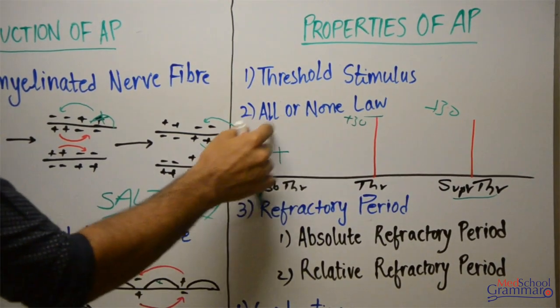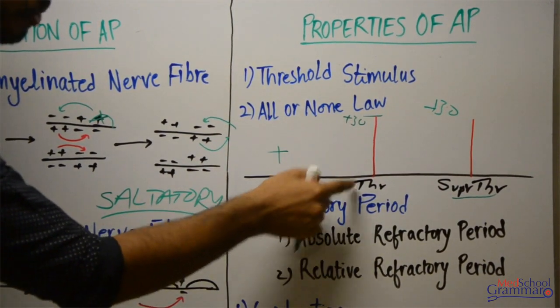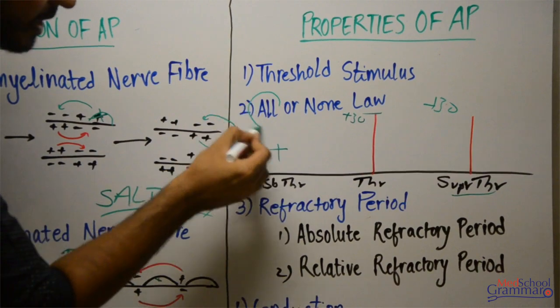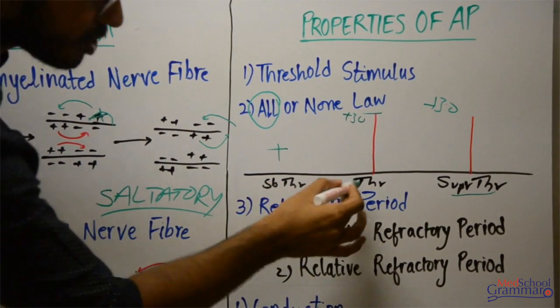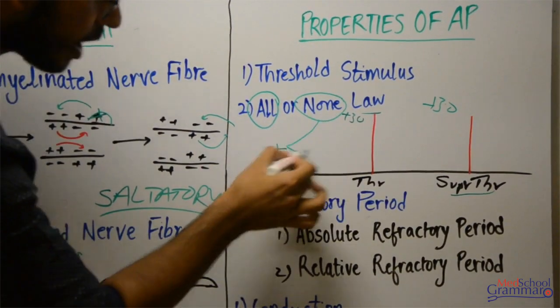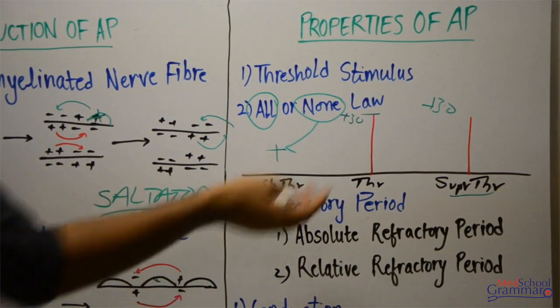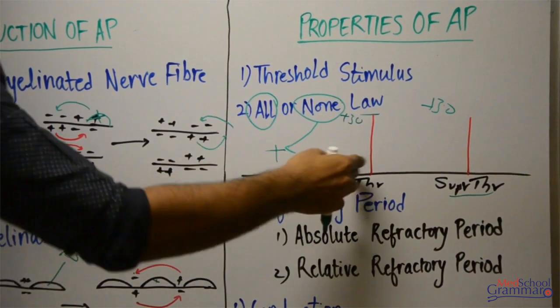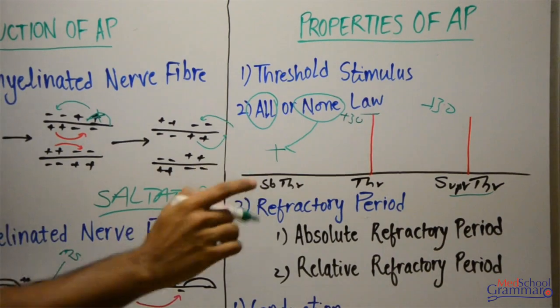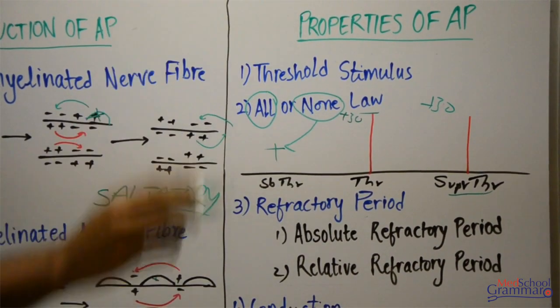So this is what the all or none law states: if the stimulus is threshold, it will respond maximally, or all, and if it is not threshold, the response is none. So the response is either 0 or maximum. Action potential follows the all or none law.